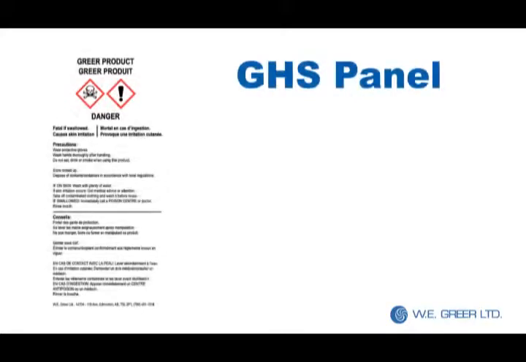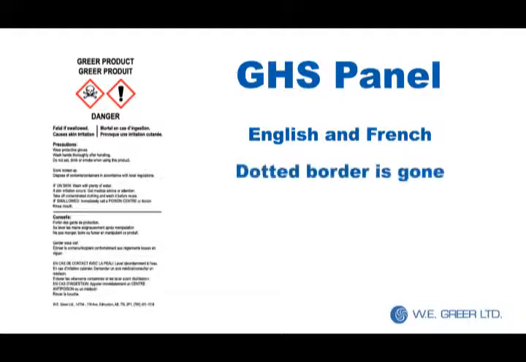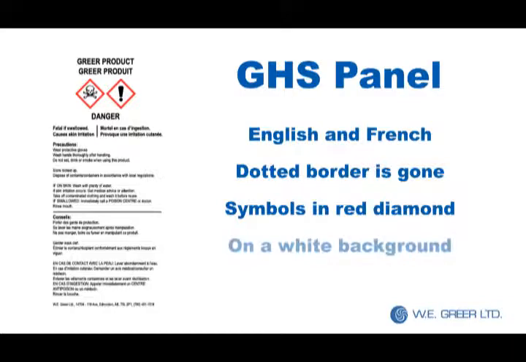The GHS product label replaces the traditional WHMIS panel on the product labels. Under WHMIS 2015 requirements, the panel must be in both English and French. The new panel differs from the WHMIS 1988 panel in that it no longer requires a dotted border, but the symbols must be in a red diamond and on a white background.